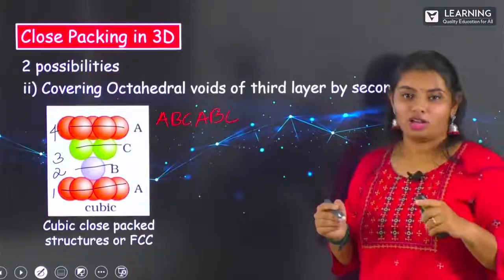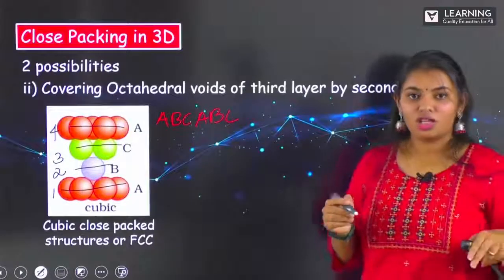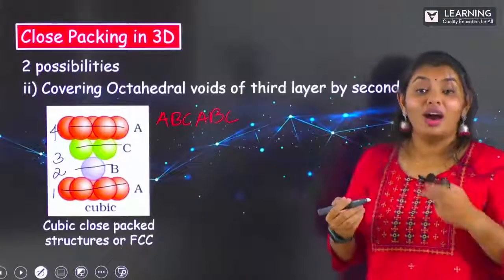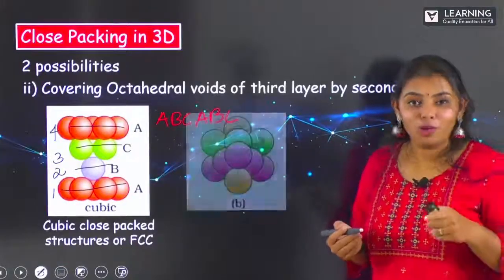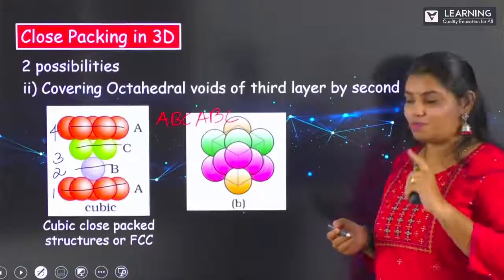Cubic close structure. Why is it actually called a cubic close structure? In the previous one, we saw how the hexagonal close packed structure is, because the hexagon is formed. Here what will be formed? A cube will be formed. That is the reason the name is given as cubic close packed structure.